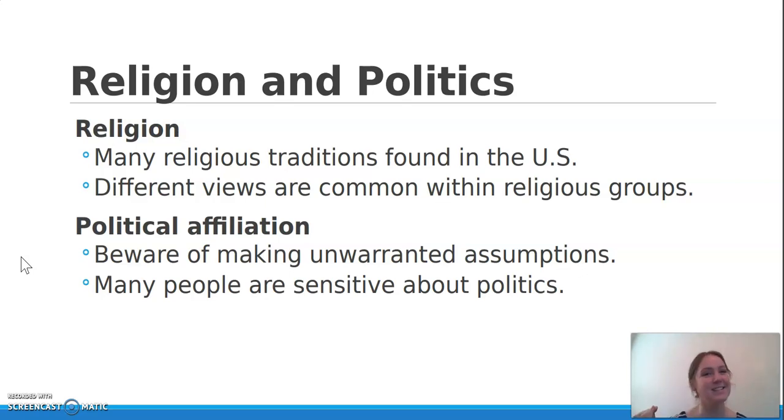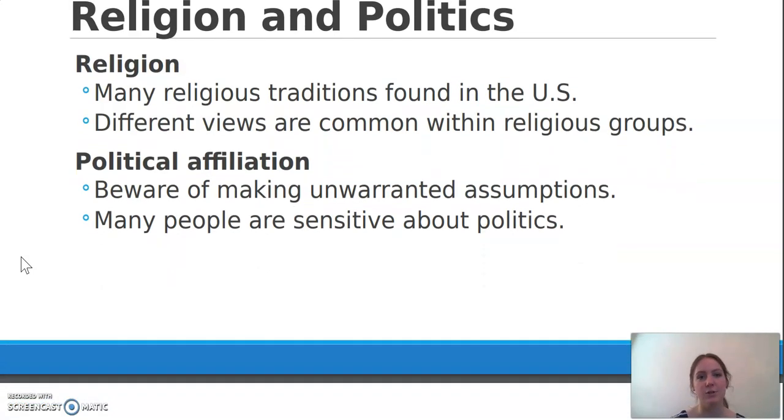But again, it's audience. If you're giving a sermon, you know your audience. If you're at a political rally, you know your audience. But when you aren't aware of religious or political affiliations, then just avoid as much as you possibly can.